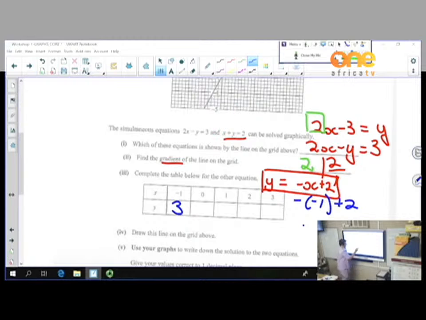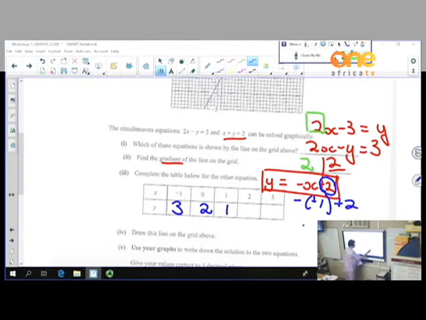Again, here we have 0. 0 is the y-intercept, and this is c. So you can immediately write that one in there. We don't need to calculate it. It just will fit in there. The next one is a positive 1. So negative 1 plus 2 is then 1.